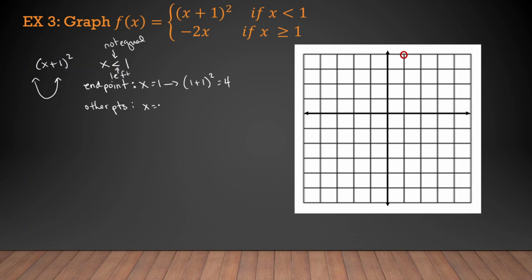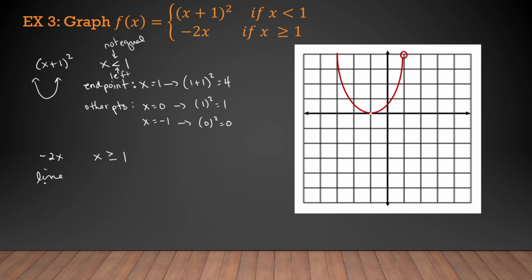So maybe I pick x of 0 and x of -1, and this will give me 1 squared and 0 squared. And so we can plot those 2 points, and we get our parabola going to the left. Now, as a parabola, be sure you find the vertex, just like you would if you were graphing the entire parabola. Now let's do the second piece, -2x, when x is greater than or equal to 1.